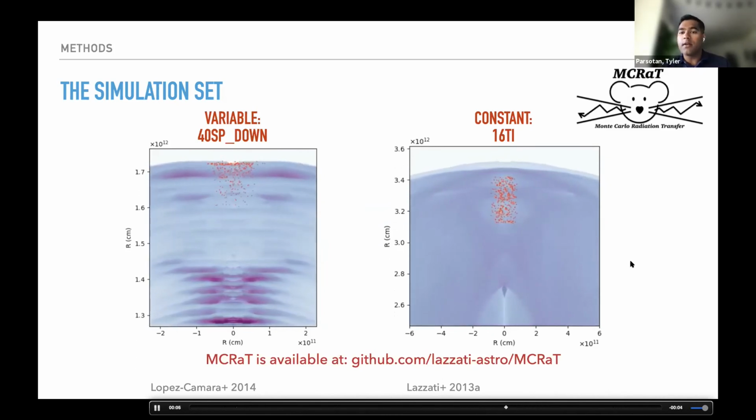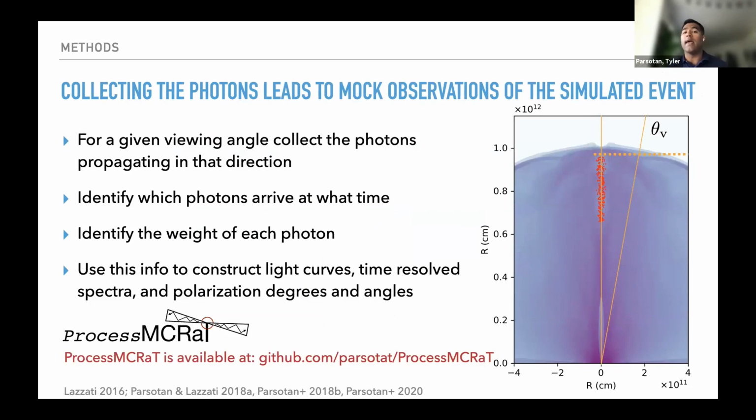Now, once these simulations are done, we can collect the photons and conduct our own mock observation of this simulated gamma ray burst jet. And that's what we use our PROCESS ICRANet code for, which is also open source and available here on GitHub. We collect our photons for a given observer located at a viewing angle off of the jet axis, theta v. We identify which photons arrive at our observer at what time. We identify the weight of each photon, and the weight is simply a measure of how many physical photons each Monte Carlo packet represents. And altogether, we're able to construct light curves, time-resolved spectra, polarization degrees and angles, and get a whole lot of information that we can compare to observations.